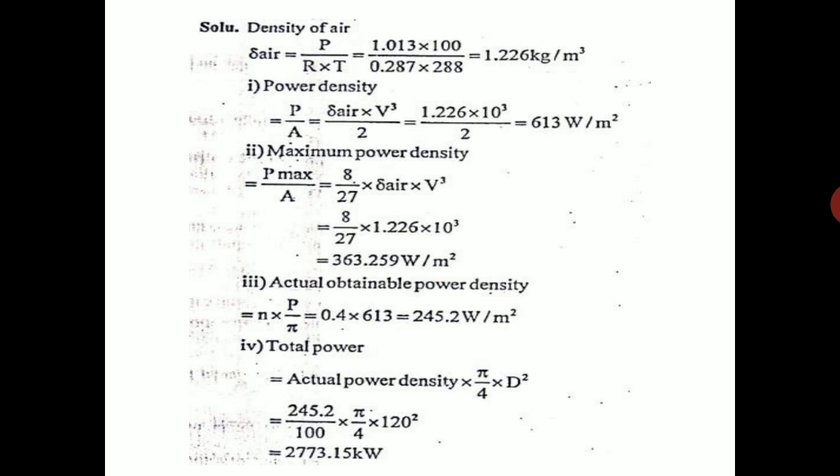So for a 120 meter diameter blade with 40% efficiency, air temperature 15 degrees centigrade and air velocity 10 meter per second, the maximum power developed is 2.7 megawatt. These are now available. So this is about solving the problem.